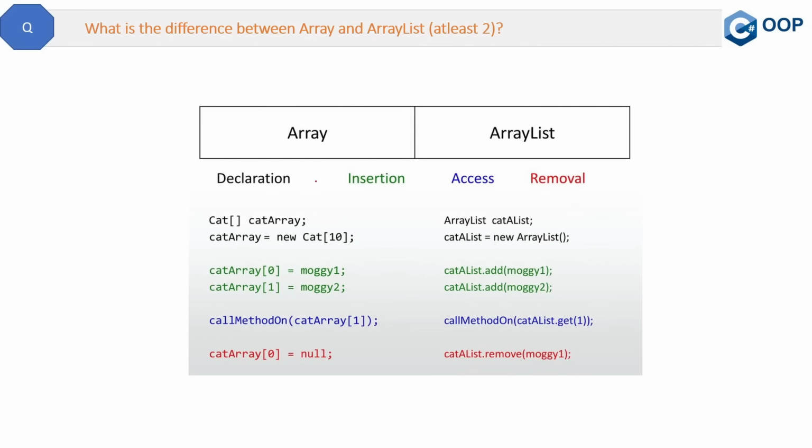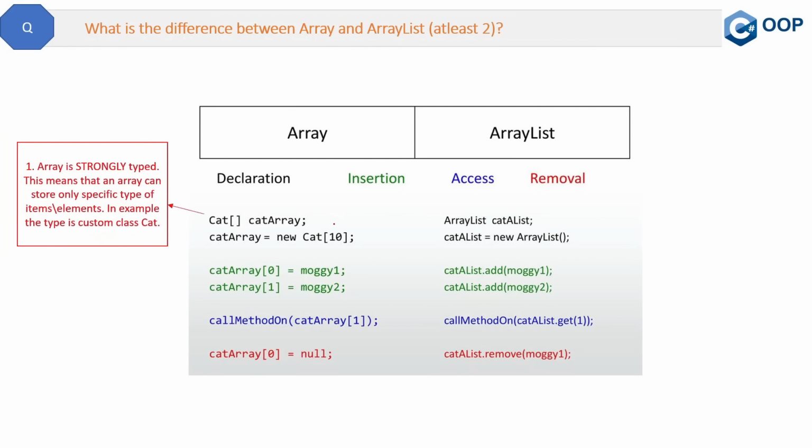What is the difference between array and ArrayList? Here in the diagram you can see both array and ArrayList. They are declared here. So the first difference is array is strongly typed. This means that an array can store only a specific type of items and elements. In the example, the type is the custom class Cat here. It can be int, string or any other data type also.